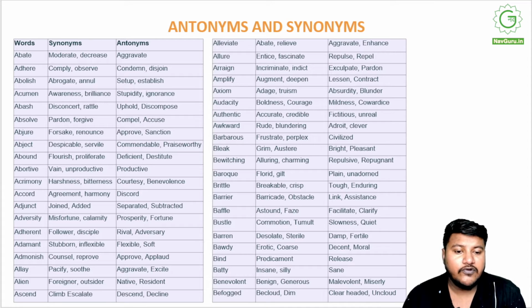Body means erotic or coarse, so its opposite would be decent or moral. Bind is a predicament, so its opposite is release. Batty means insane or silly, so its opposite would be sane.